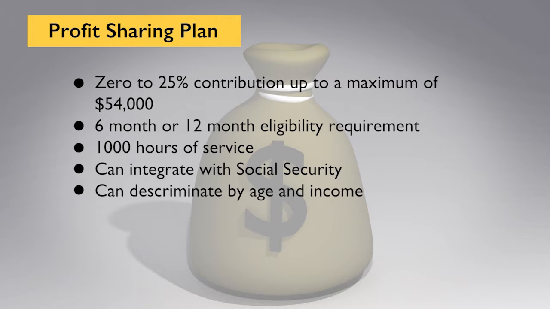The plan can be written to discriminate by age and income. This allows the employer to benefit more. Some of you may be offended by that, but if the employer does not benefit, there will be less likely any contribution to any plan. The employer is funding 100% of the money to the profit sharing plan, and he or she should get a fair share of the benefit.